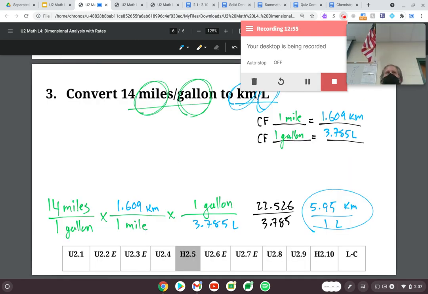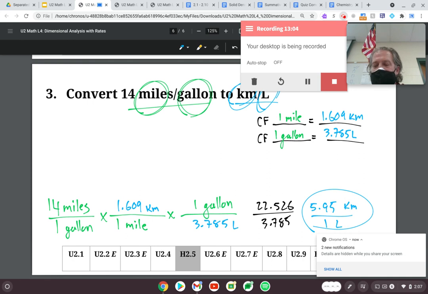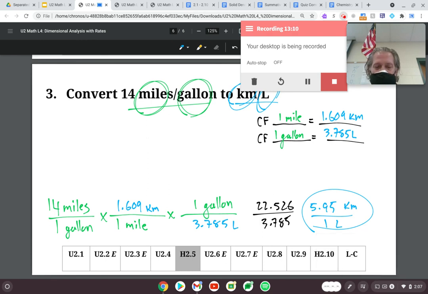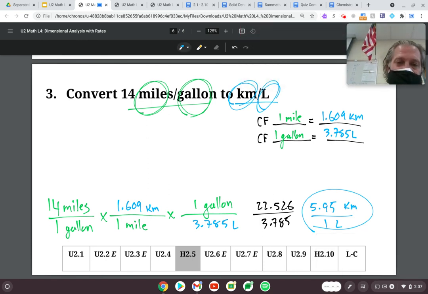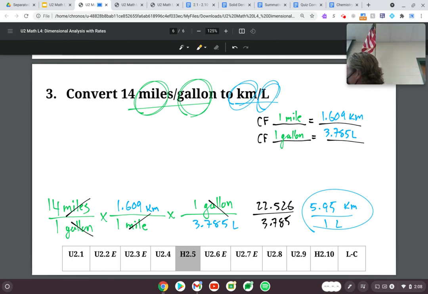All right, so wandering around, it looked like a lot of you are on the right track for this, which is great. We needed to first find the relationship between miles and kilometers, and also the relationship between gallons and liters. When I set this up, miles canceled out and gallons canceled out, and I was left with kilometers over liters, which is what I was trying to find. In this case, I got something like 5.95 kilometers over 1 liter. Any questions about this? Excellent.